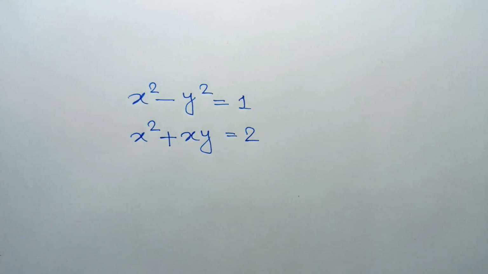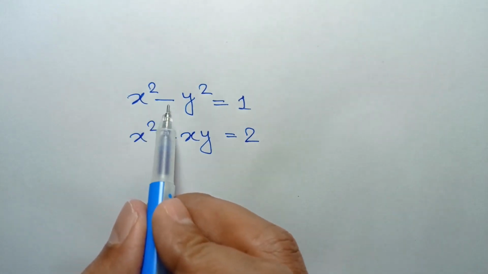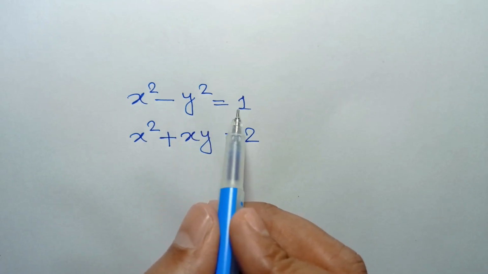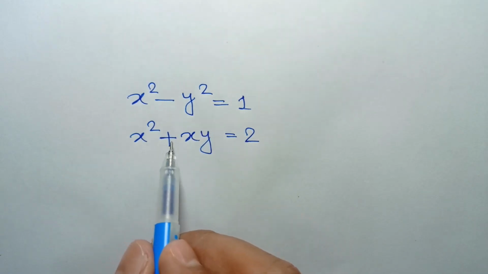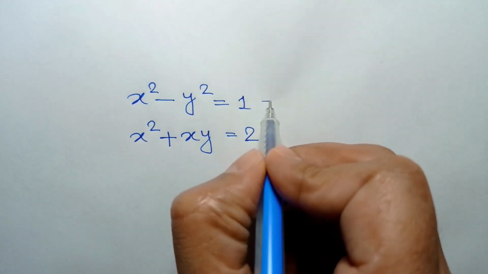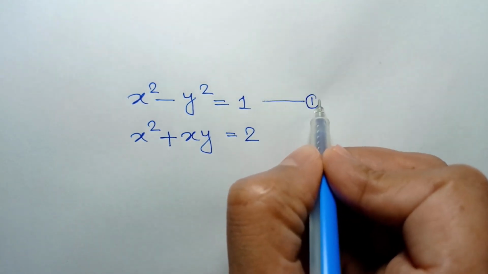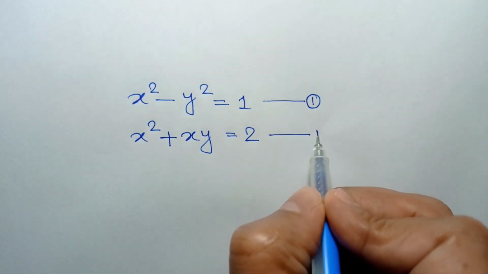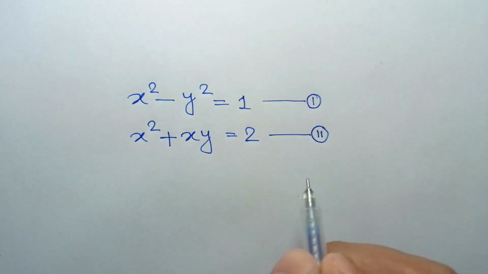Hi everyone, in this video I am going to show how to solve this system of equations: x square minus y square is equal to 1 and x square plus xy is equal to 2. Let's call it equation number 1 and this one equation number 2.